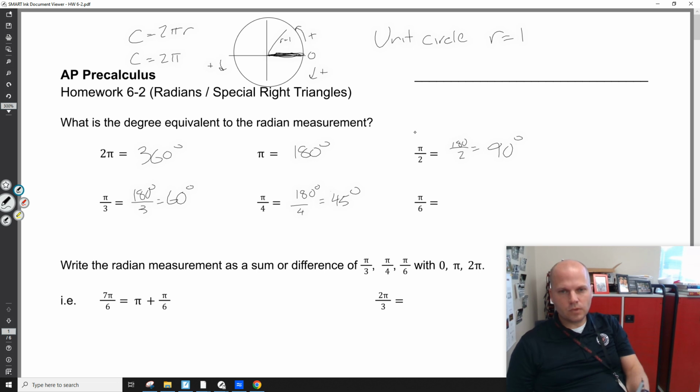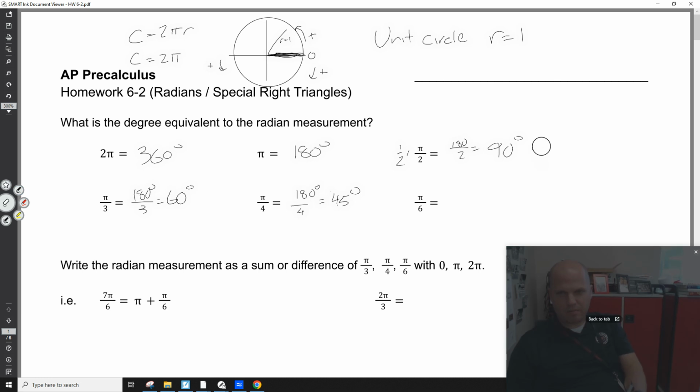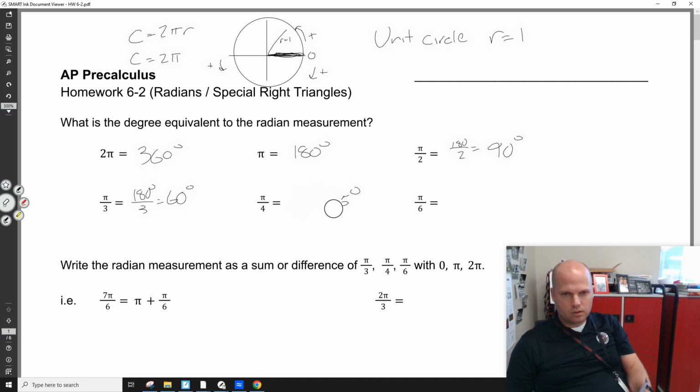Or take pi over 2 and multiply it by a half. Take 90 and multiply it by a half. Maybe that's an easier way to do that. So 90 degrees times a half, that's 45 degrees. Probably easy enough to do pi divided by 6. 180 degrees divided by 6 is going to be 30 degrees. And you could also do pi over 2 times a third.